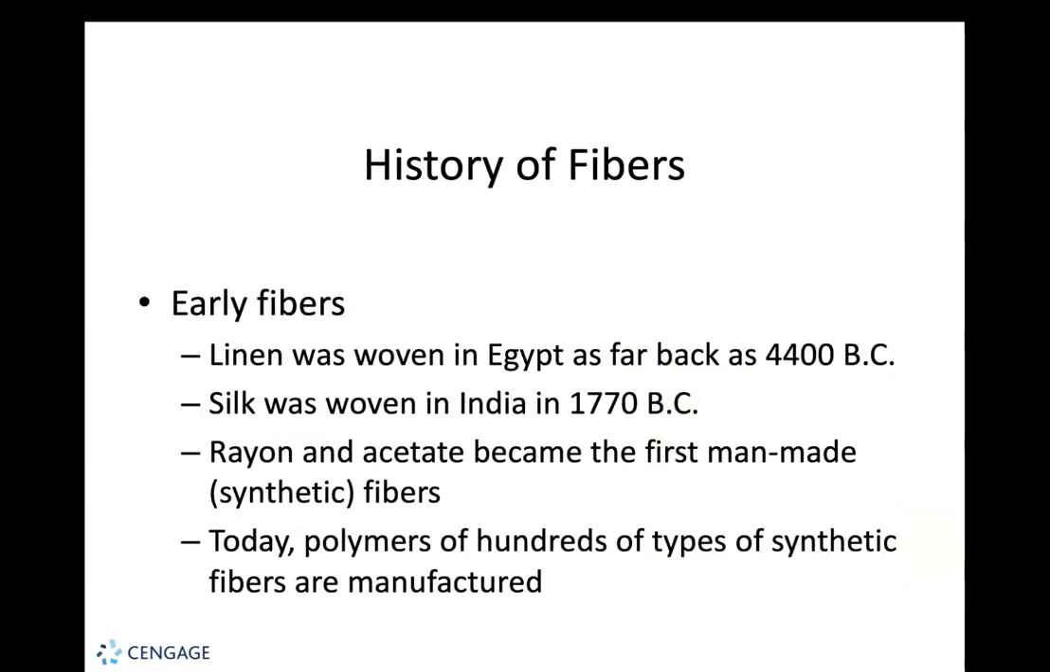Early fibers go way back. Linen was woven in Egypt as far back as 4400 BC. Silk was woven in India in 1700 BC. Rayon and acetate became the first man-made or synthetic fibers. And today, polymers of hundreds of types of synthetic fibers are manufactured with different combinations and blends, all giving very unique compositions.